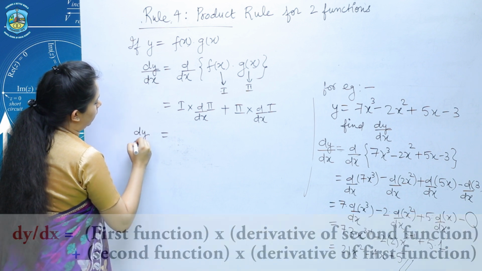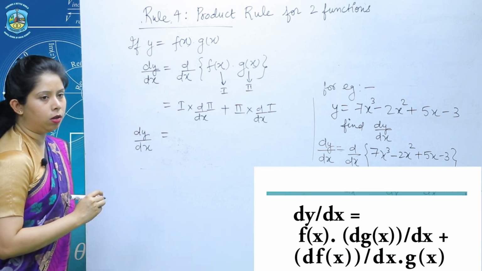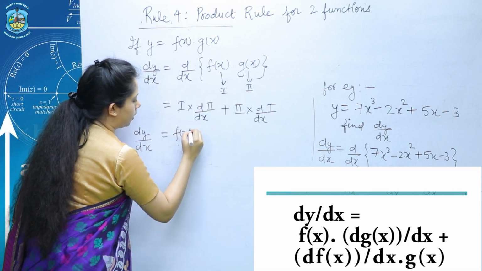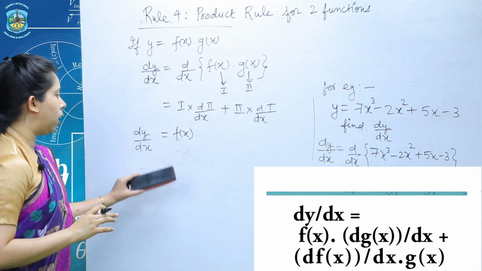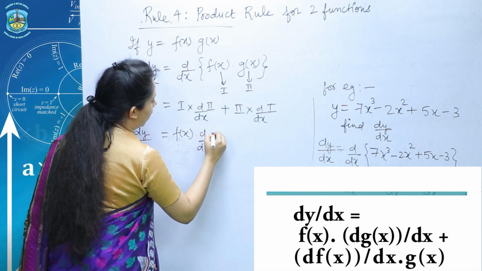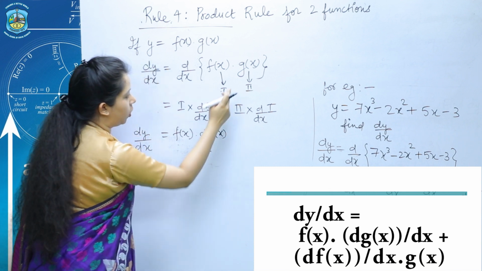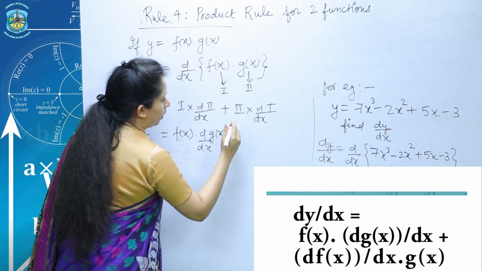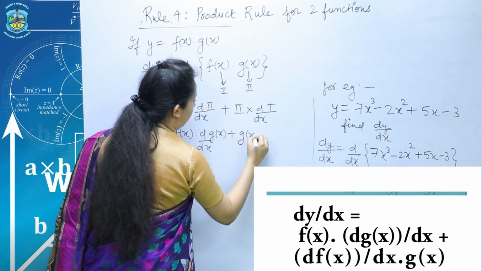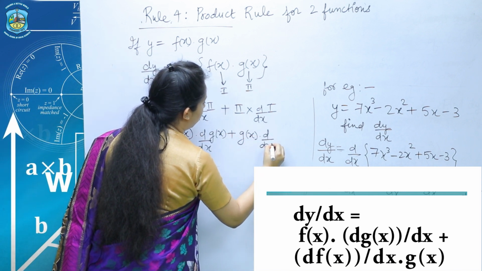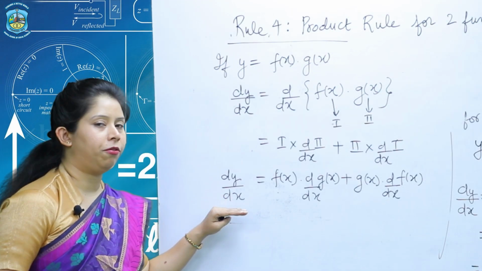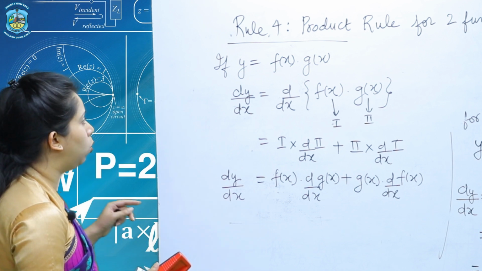So dy by dx will be equal to, substituting the values of first and second, the first function as it is, that means you put the value of f of x, multiplied by the derivative of the second function. Here the second function is g of x. Plus the second function is kept as it is, that is g of x, multiplied by the derivative of the first function. So this is the formula for the product rule of two functions.